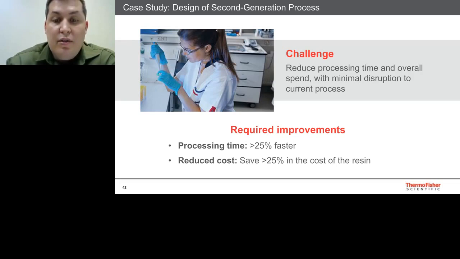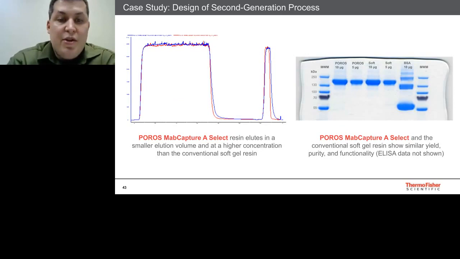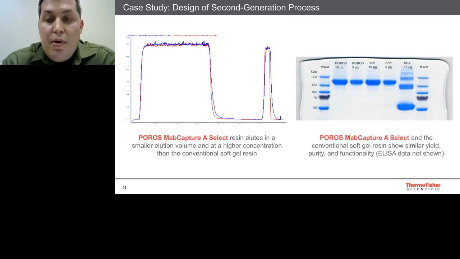The left chromatogram shows two identical purifications of mouse IgG from mouse ascites using either Poros MabCapture A Select or Recombinant Protein A Sepharose Fast Flow. The red line is the Poros MabCapture A Select, while the blue line is the Recombinant Protein A Sepharose Fast Flow. You notice that the elution volume for MabCapture A Select is about 30% smaller than that of the Recombinant Protein A and maintains similar yield.